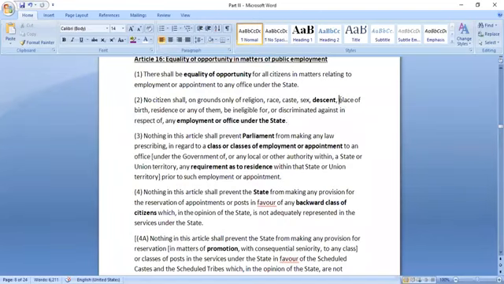Now, for example, on the ground of place of birth, there cannot be any restriction in regard to employment under the state government. For example, take the Karnataka judiciary exam. It is not that only people who were born or studied in Karnataka can apply. Anyone can apply.